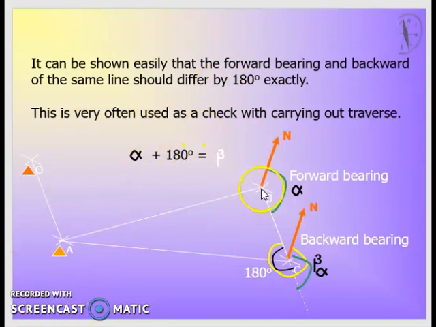So using the diagram here, again you have the line BC. The forward bearing of the line BC is the angle alpha, whereas the backward bearing of the line BC is the angle beta. But actually this beta is equal to alpha plus 180 degrees. Because this angle and this angle are the same angle, because the north and the north are what you call parallel lines.